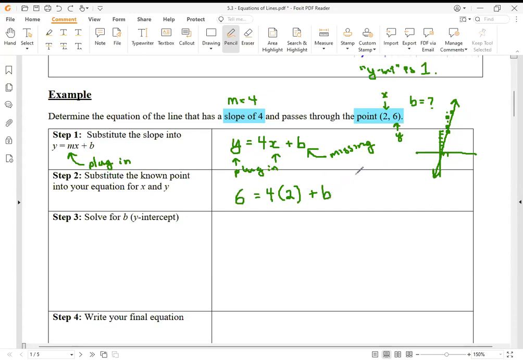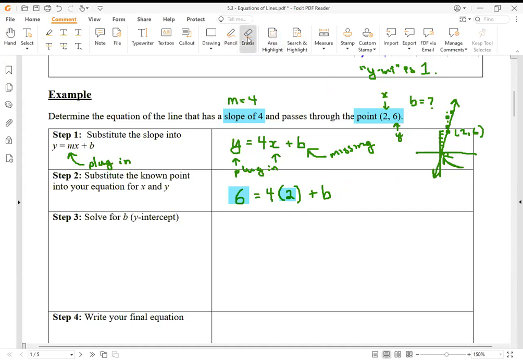Think about it this way. You know how I drew point 2, 6, and then I did the staircase? That's literally what I'm doing. I drew the 2, 6, and then I said I have to move by 4 over 1. And when you do it, on the graph, I'll be able to find my y-intercept. On the equation, I should also be able to find my y-intercept.